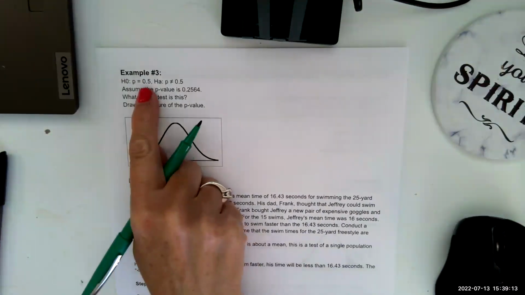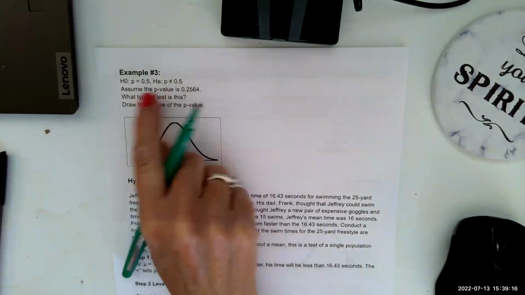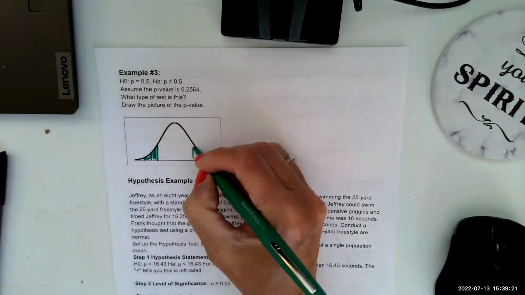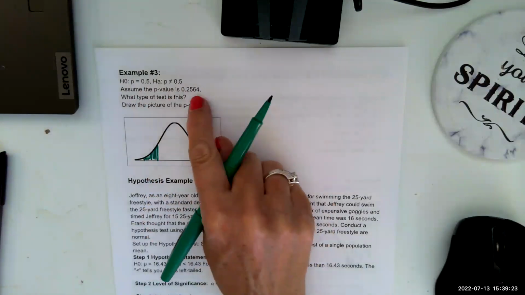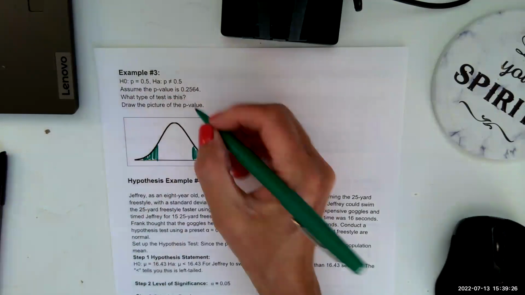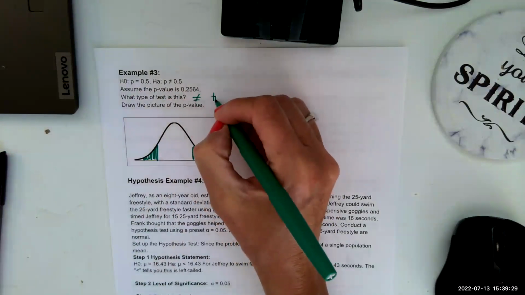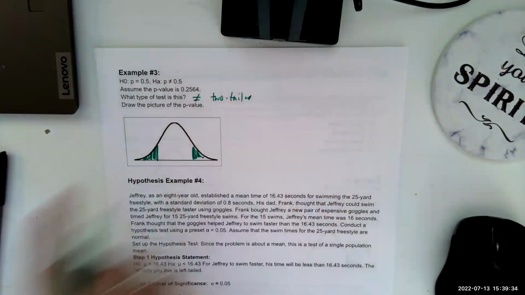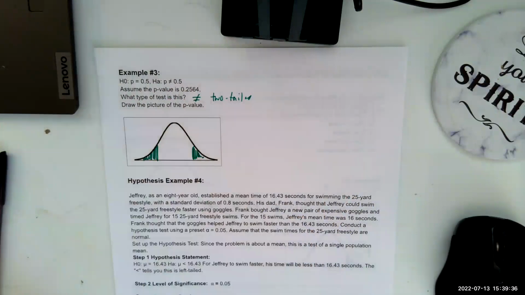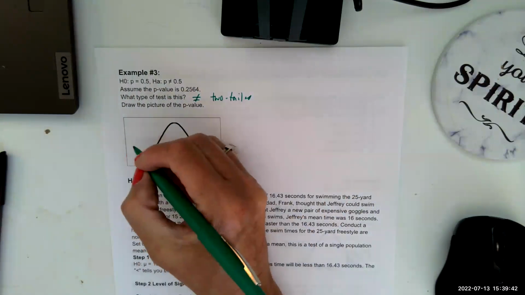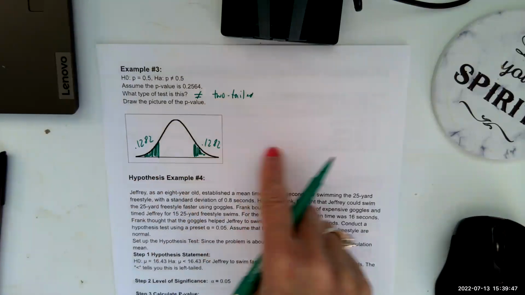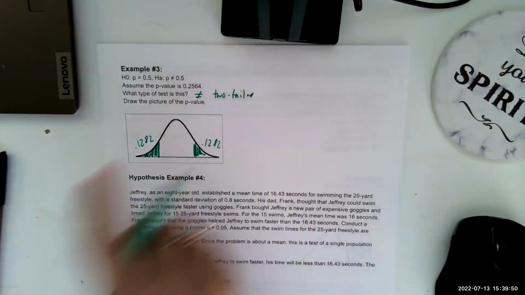Example 3, H0 is 0.5, HA is not equal to 0.5, so it's a two-tailed test. Assume the p-value is 0.2564. What type of test is this? It's a not equal to, so it's a two-tailed. And then to draw our p-value, we have to take and divide that by 2, because half is on the left and half is on the right. Now, when we go to make our conclusion, we're going to use all of the p-value all together.